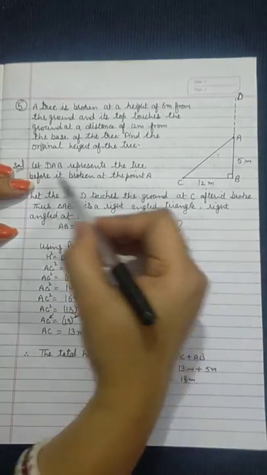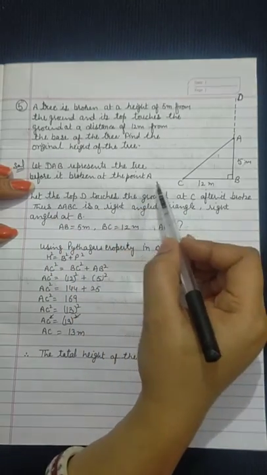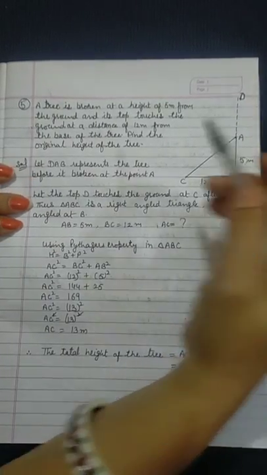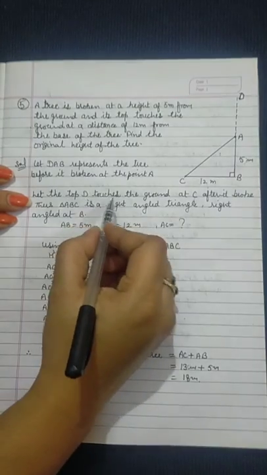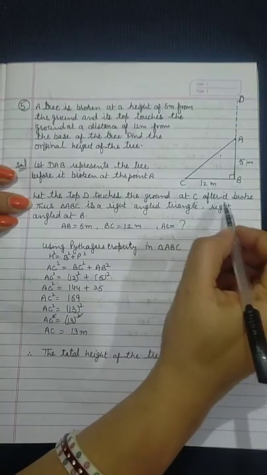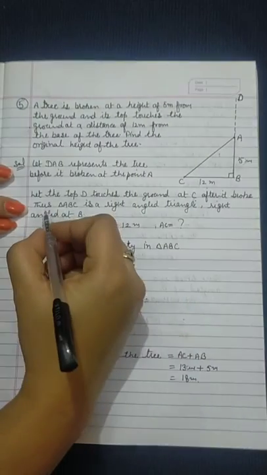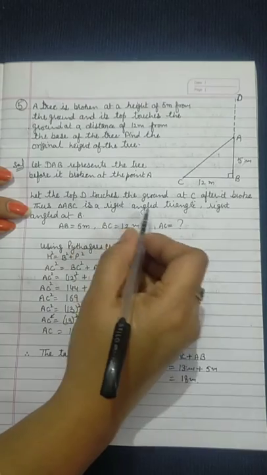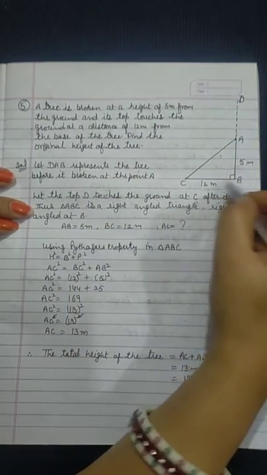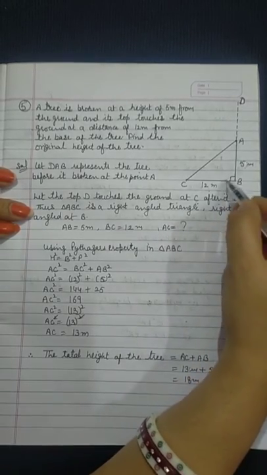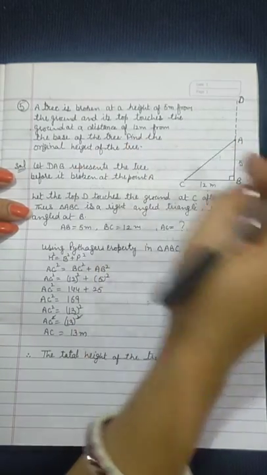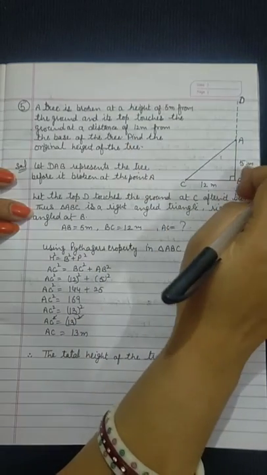Let DAB represent the tree before it broke at the point A, meaning DAB is the length of the full tree. So let the top D touch the ground at C after it broke. Thus triangle ABC is a right angle triangle. As it fell on the ground, it makes a right angle at B between the tree and the ground, and the broken tree represents the hypotenuse. As you can see here, it forms a right angle triangle.